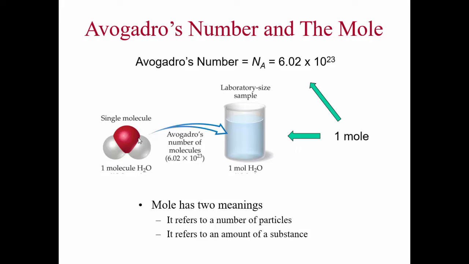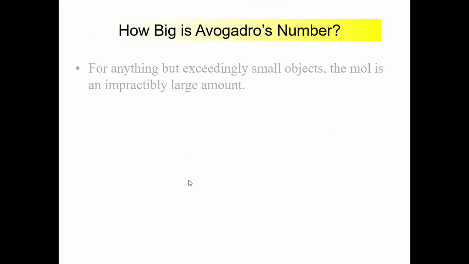Say for example, shown here is a laboratory-sized sample of water. If we actually have 1 mole of water, we understand that the water is made up of molecules, and to say we have 1 mole of it, we have Avogadro's number of molecules. So the word mole has a double meaning. Basically, we're talking about amount of substance, but specifically it refers to an amount of substance that corresponds to a specific number of particles: Avogadro's number of particles.